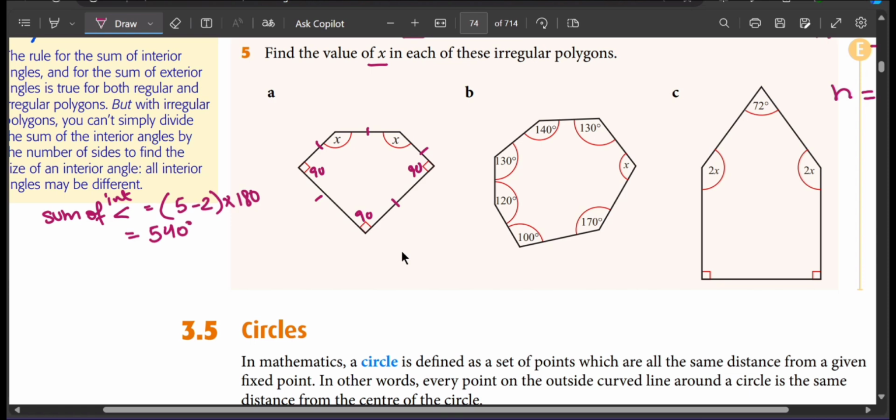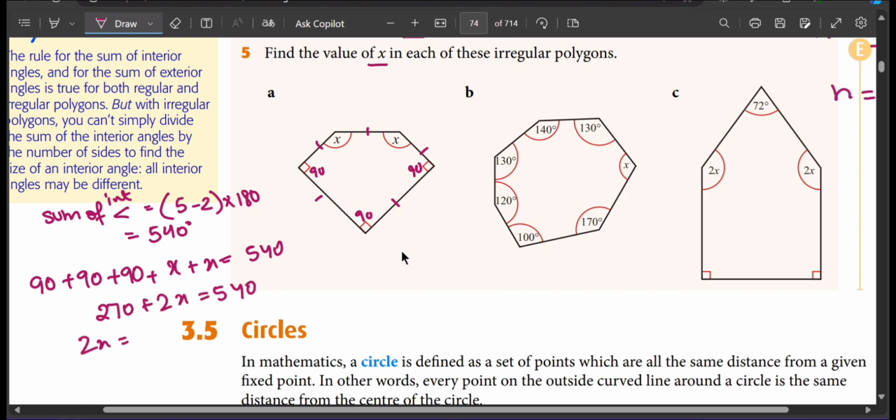If this is 540, you can say 90 plus 90 plus 90 plus 2x is going to be 540. And when we combine 90 plus 90 plus 90, we get 270 plus 2x is equal to 540. And 2x is going to be 540 minus 270. This is going to be 270 as well. And when you divide 270 by 2, you will get the value of 135 degrees. So x is going to be 135 degrees.